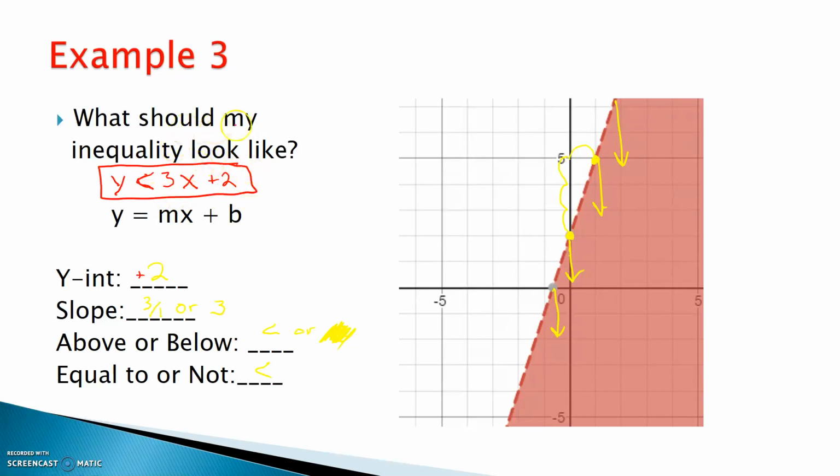If I ask you guys, what should my inequality look like? I'm asking you guys to give me the equation, well, in this case, the inequality. What was the original problem that you had to graph?